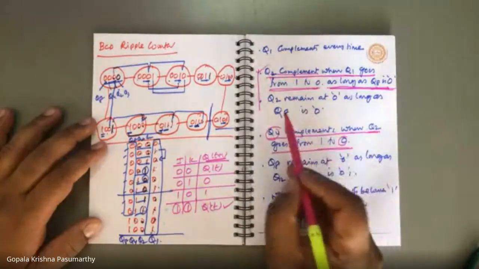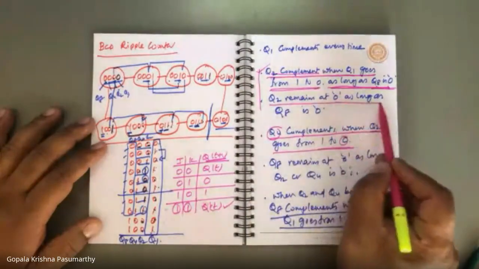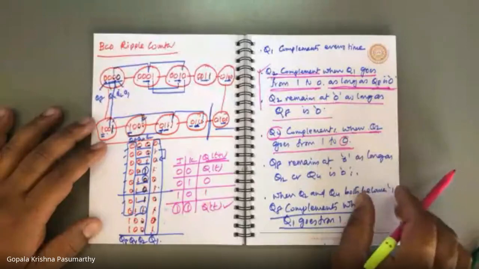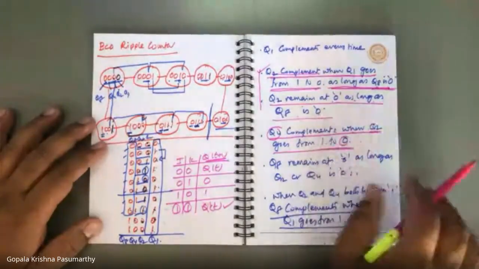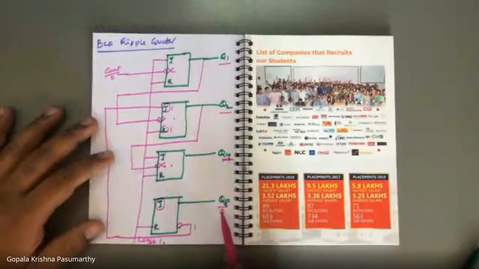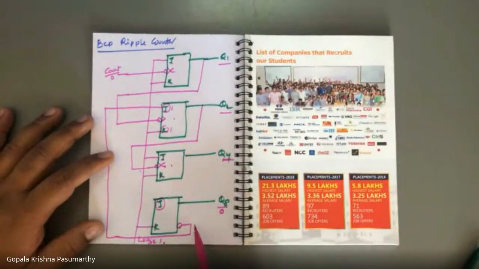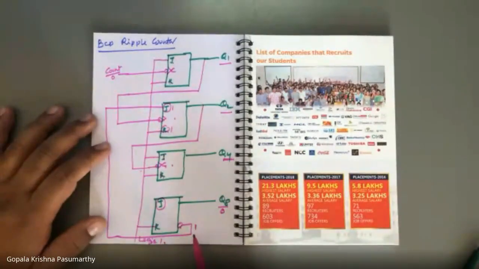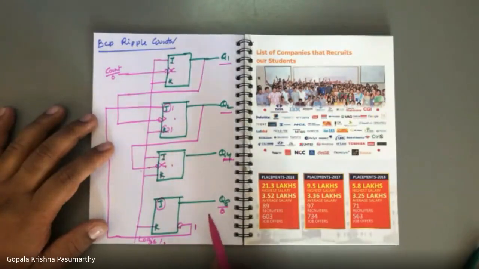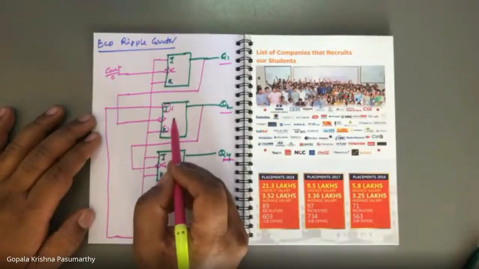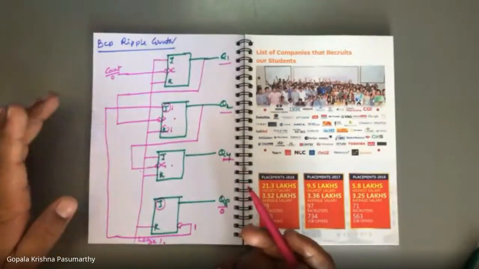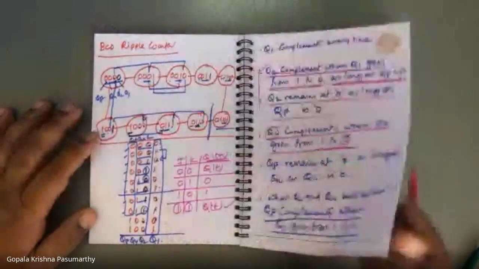First rule is over. What is the next rule? Q2 remains at 0 as long as Q8 is 1. For example, when Q8 is 1, this input becomes 0, J is 0 and K is 1, so it will remain in the state 0. Now let us go to Q8.